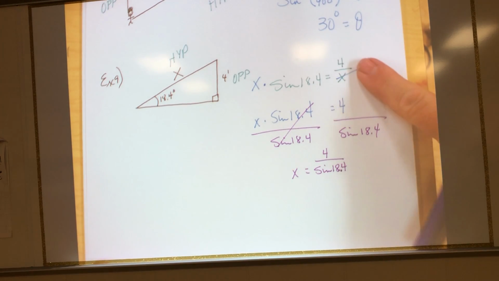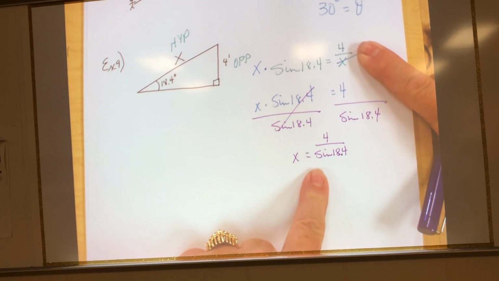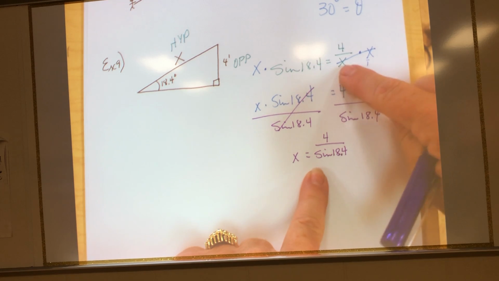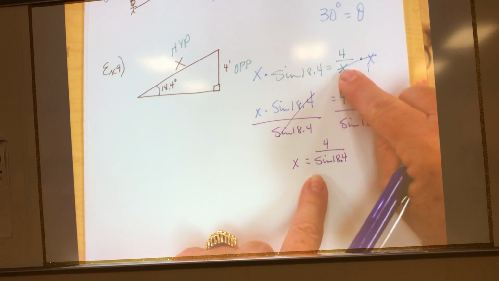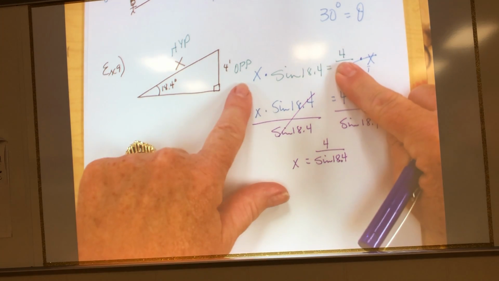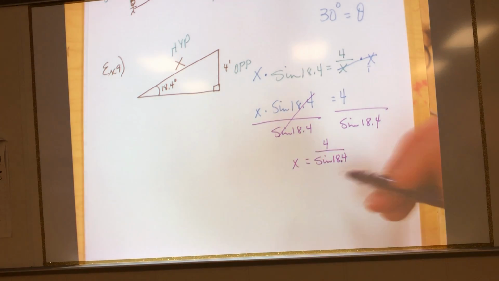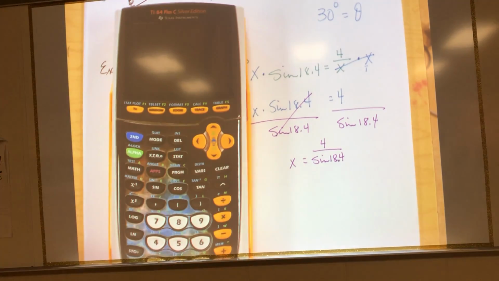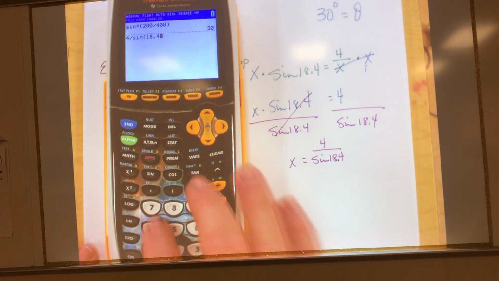I want you to look at my beginning problem up here, and look at what I ended up with. What happened? You see what happened? This guy went here, this guy goes here. It's going to happen every single time, because you're multiplying by this one to get it out, and then you're dividing by this one so you can solve for this one. So every time, you're just going to take your calculator and say 4 divided by the sine of 18.4.